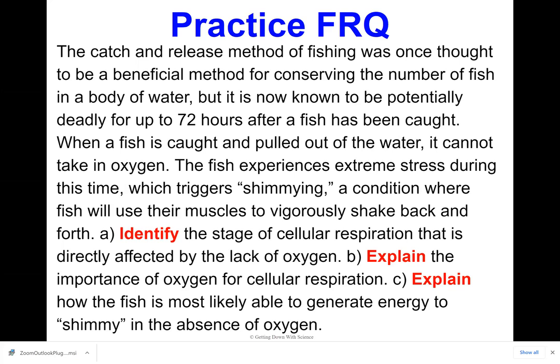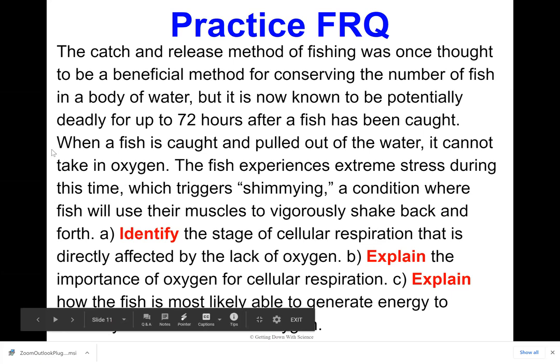So I want you to identify the stage of cellular respiration that is directly affected by the lack of oxygen. Explain the importance of oxygen for cellular respiration. And then explain how the fish is most likely able to generate energy to shimmy in the absence of oxygen. So pause and write your answer.